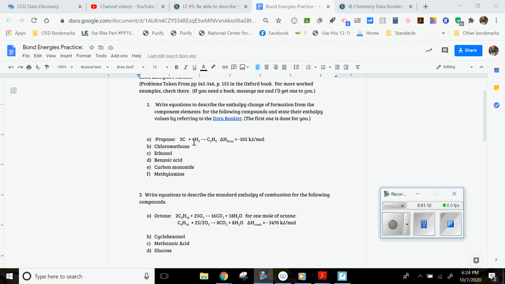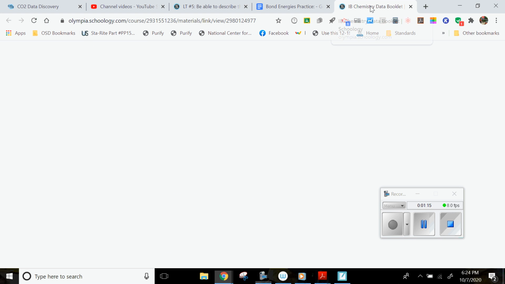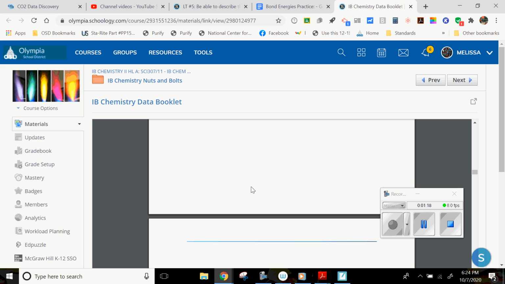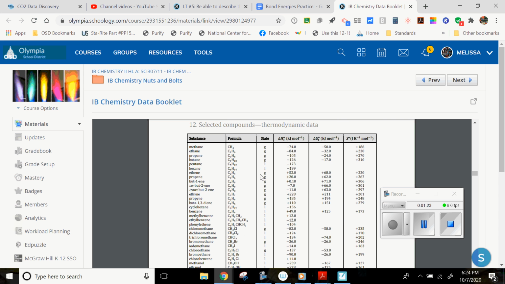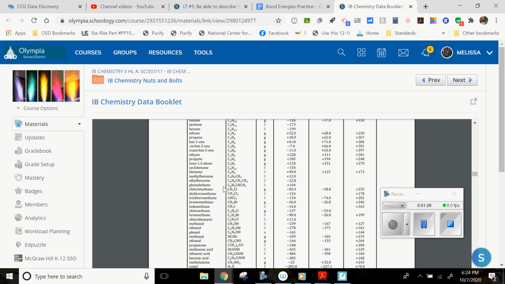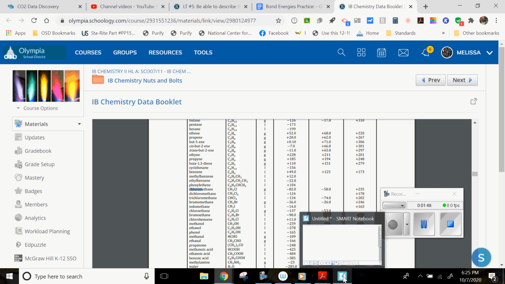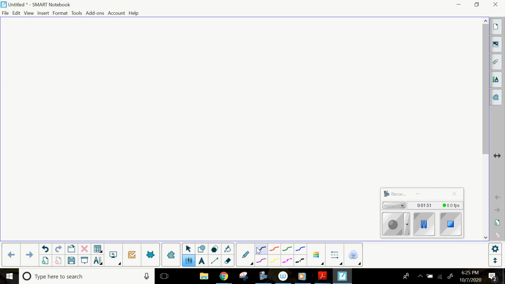So, in order to figure out what the formula is, I go to the data booklet. And here's my data booklet. I'm on table 12. And what I'm looking for is chloromethane. And there's chloroethane, so right above that is chloromethane. And my formula is CH3Cl, and its enthalpy of formation, when it's formed, it will release 82 kilojoules of heat out into the surroundings. So here's what it would look like in a chemical equation.